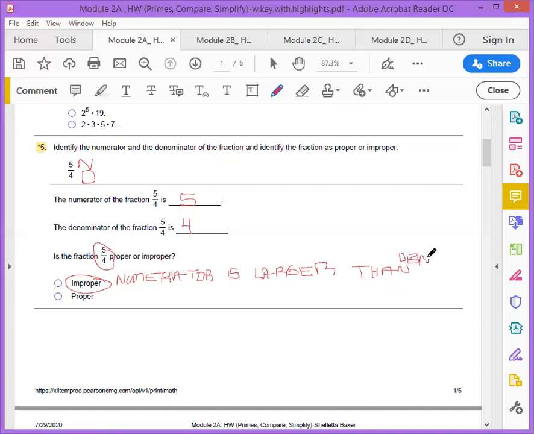I'm going to have space to write the whole word, so denominator. The numerator larger than the denominator. And then a proper fraction is when your numerator is smaller than the denominator.